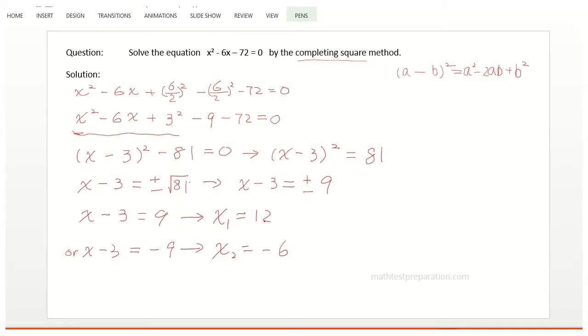Now, we need to substitute x = 12 into the original equation to find if the left side of the equation equals the right side of the equation. And we also need to substitute x2 = -6 into the original equation to see if the left side equals the right side. After testing, we find x1 and x2 satisfy the original equation. So this equation has two solutions. One is 12, another one is negative 6.